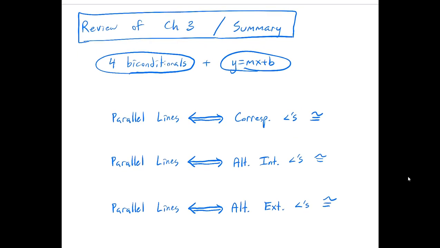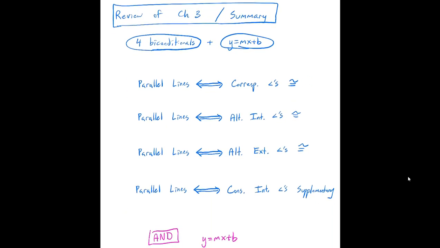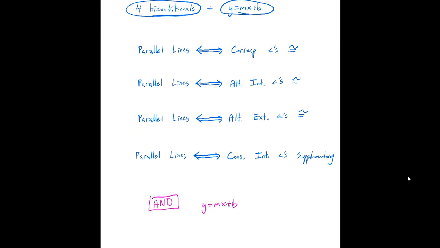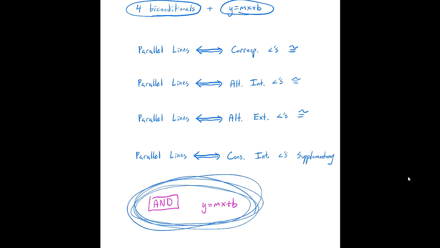All right, so just to review this chapter, really, this entire chapter just says we got 4 biconditionals. If parallel lines, then corresponding angles. If corresponding angles, then parallel lines, right? All those biconditionals, there's 4 of them. And then y equals mx plus b. But embedded in y equals mx plus b is so much.